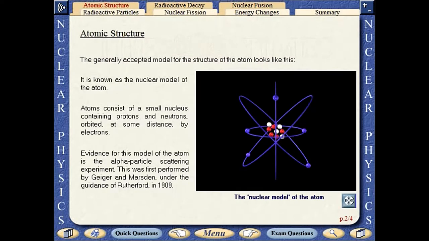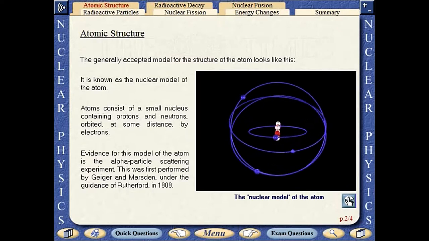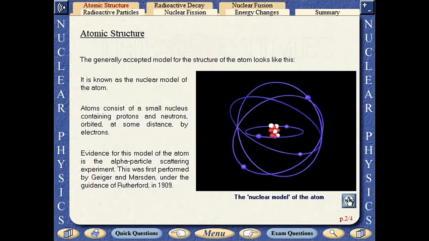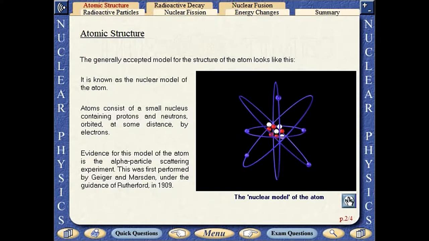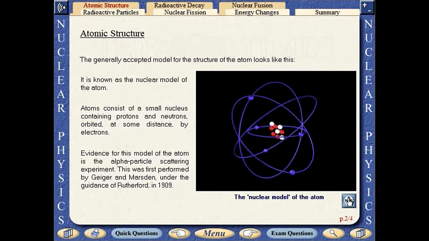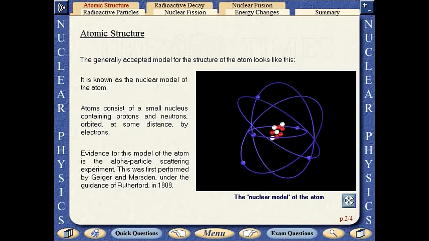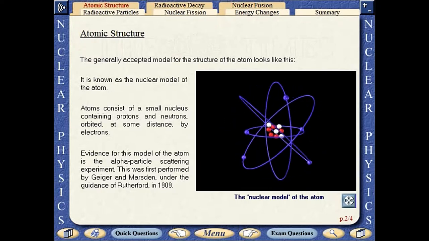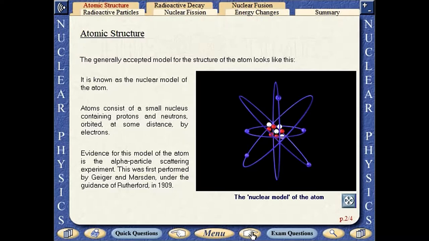The generally accepted model for the structure of the atom looks like this. It's known as the nuclear model of the atom. Atoms consist of a small nucleus containing protons and neutrons, orbited at some distance by electrons. Evidence for this model of the atom is provided by the alpha particle scattering experiment, which was first performed by Geiger and Marsden under the guidance of Rutherford in 1909.